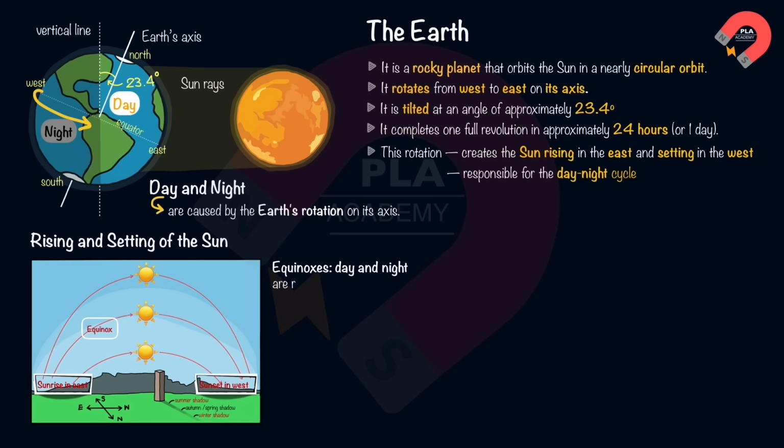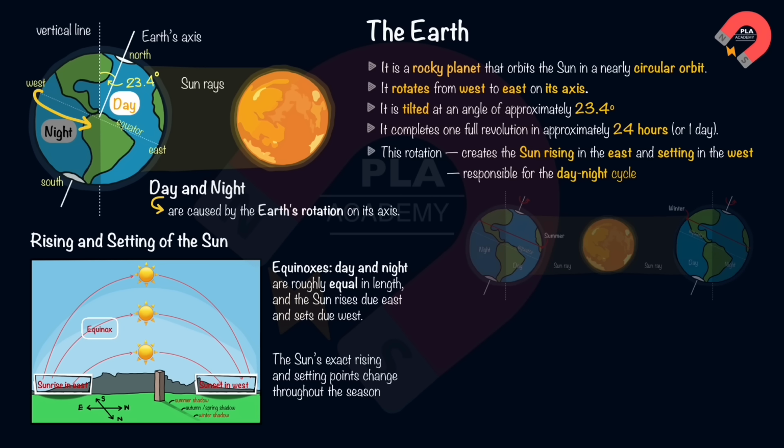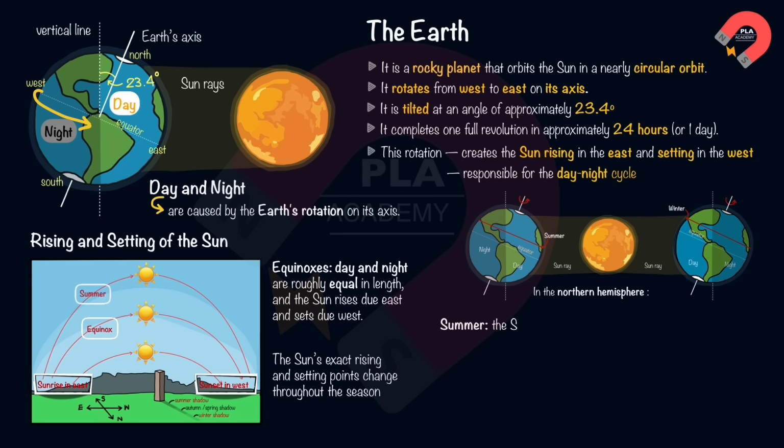During the equinoxes, day and night are roughly equal in length, and the Sun rises due east and sets due west. However, the Sun's exact rising and setting points change throughout the seasons. In the northern hemisphere, above the equator, in summer, the Sun rises north of east and sets north of west.